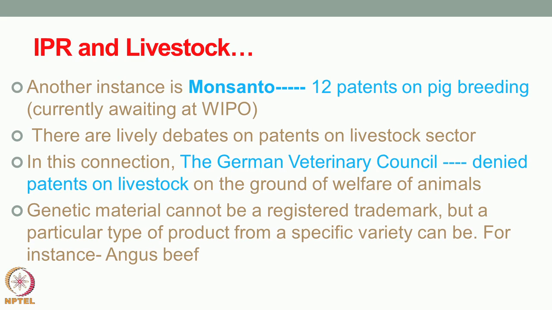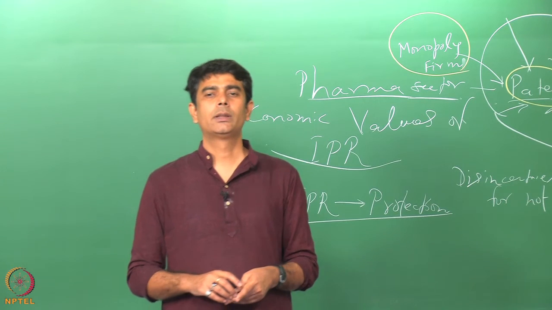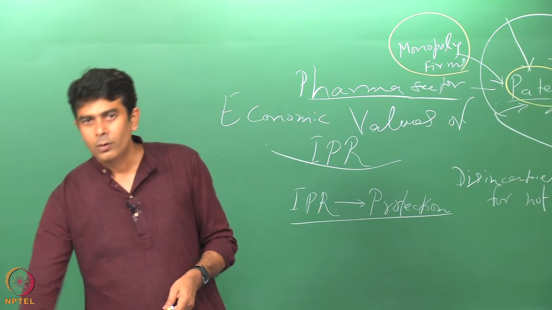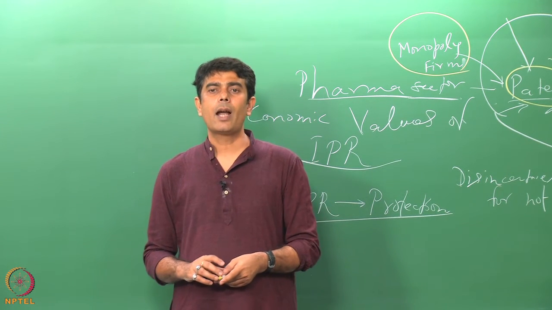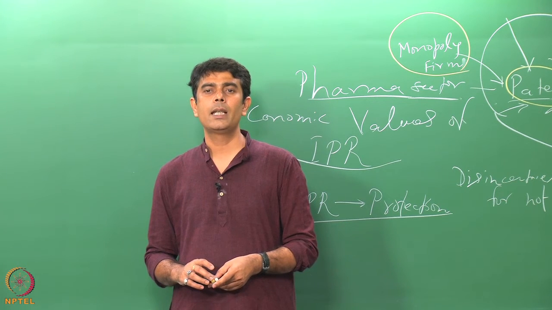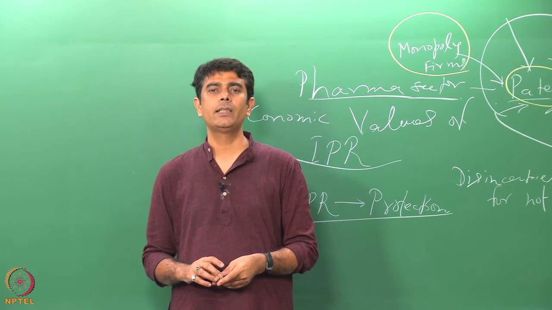Another instance is Monsanto, which has 12 patents on pig breeding currently waiting at WIPO. There are lively debates on patents in the livestock sector. In this connection, the German Veterinary Council denied patents on livestock on the ground of animal welfare. So, genetic material cannot be a registered trademark, but a particular type of product from a specific variety can be registered. For instance, Angus beef is one example which is registered as a trademark. Trade secrets do not ascertain rights over genetic property. However, poultry industry and pig breeding companies have succeeded in using these rights.